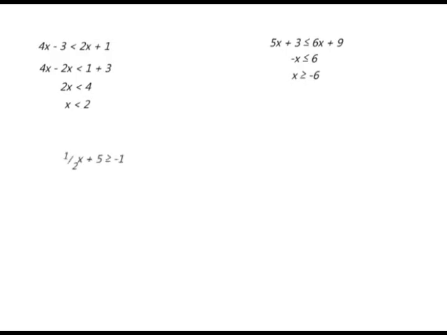Lastly, I have x/2 + 5 is greater or equal to -1. We take 5 to the right hand side and we remain with x/2 is greater or equal to -6. To remain with x, we multiply both sides by 2. And so we shall have x is greater or equal to -12. Notice that the sign does not change because we have multiplied by a positive number.